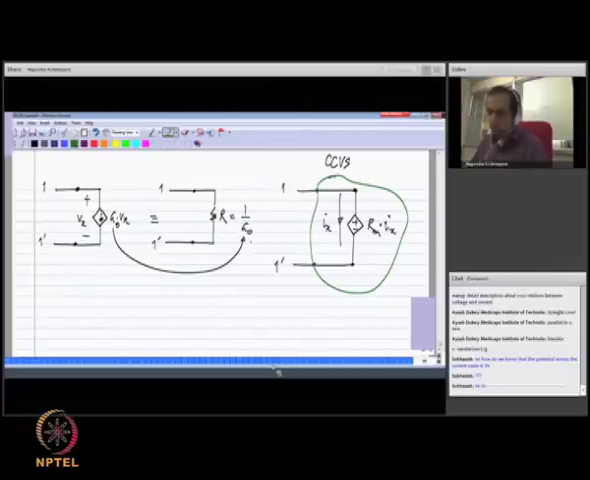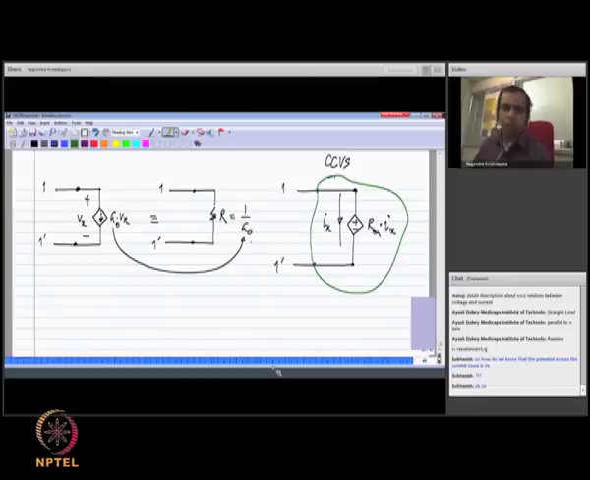Earlier I worked out the example with a voltage controlled current source. I think now you should be able to work out the example of a current controlled voltage source by yourself. And also now you should understand what is meant by what the element looks like, or what the black box looks like between a pair of terminals 1 and 1 prime.